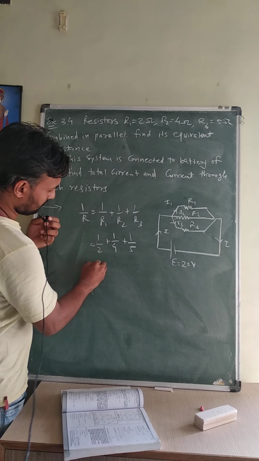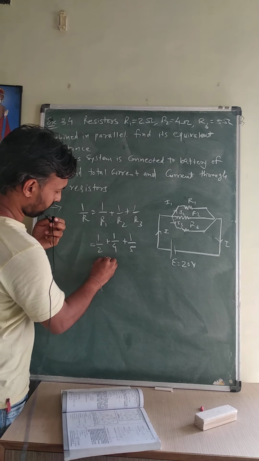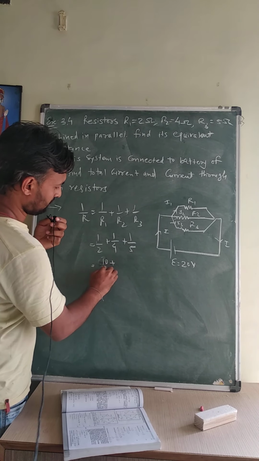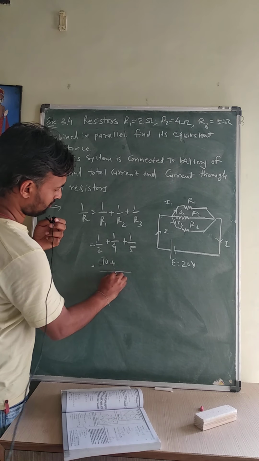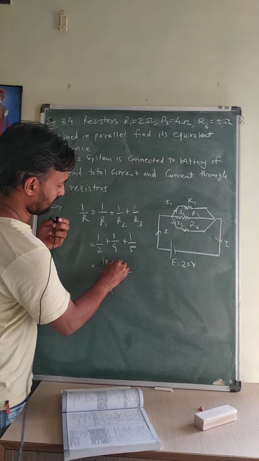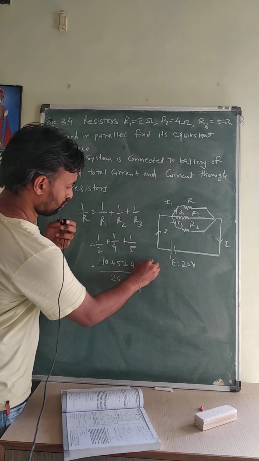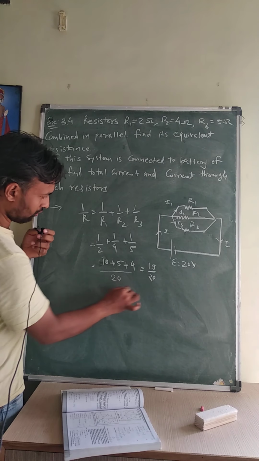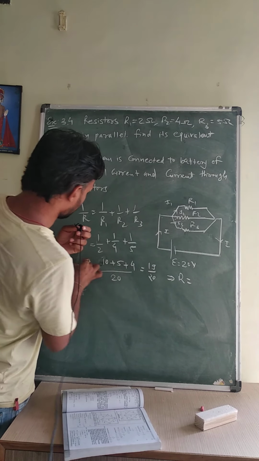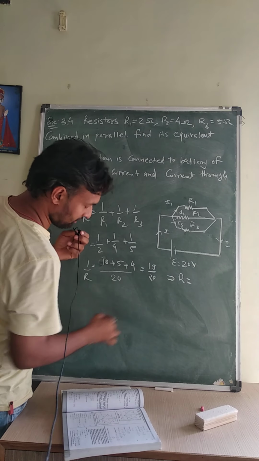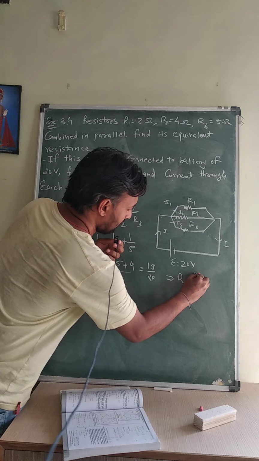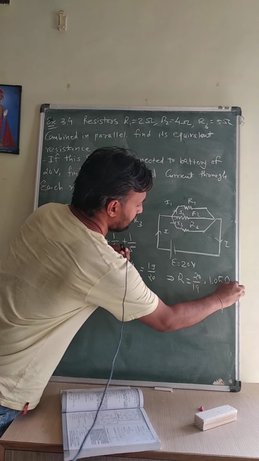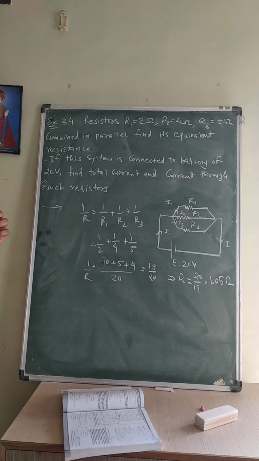If you put the values, that is 10 plus 5 plus 4 upon 20. So that is 19 by 20. This is the value of 1 upon R. So the equivalent resistance R is equal to 20 upon 19, which is 1.05, and its unit is ohm. So this is the value of the equivalent resistance of this circuit.